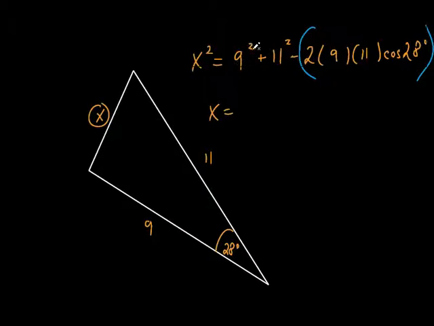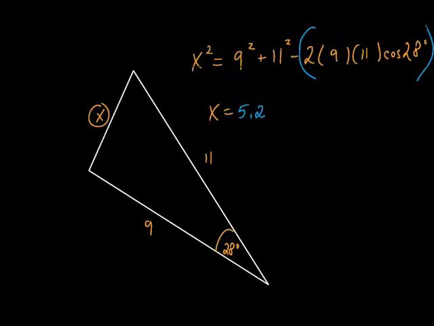9 squared plus 11 squared minus, left parentheses, 2 times 9 times 11 times 28 cosine, right parentheses. Okay, then hit equals. And then what are you going to have to do? That's what x squared is equal to. So what do you have to do now? Square root. Take the square root. And then you should get the answer there. So I'm hoping you'll get around 5.2. Yes. Okay, good.